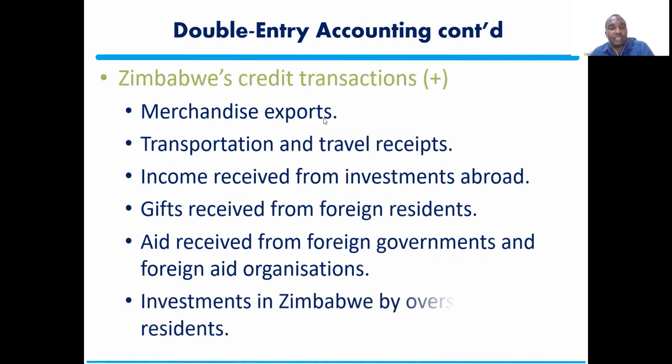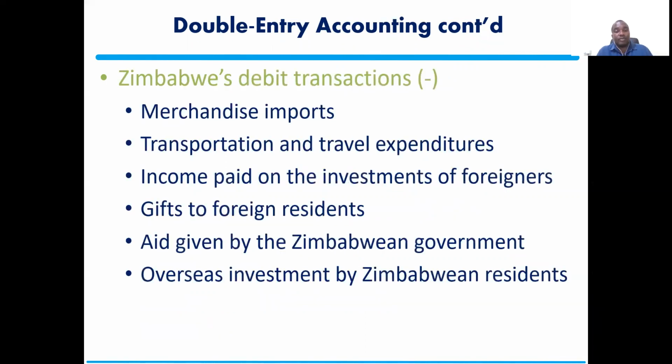So Zimbabwe's credit transactions include merchandise exports, which bring in forex, transport and travel receipts, income received from investments which were done abroad, maybe in the past, gifts received from foreign residents, aid received from foreign governments and foreign aid organizations, and investments in Zimbabwe by overseas residents. All of these are credit transactions that are associated with credit entries as opposed to debit entries in our balance of payments accounts.